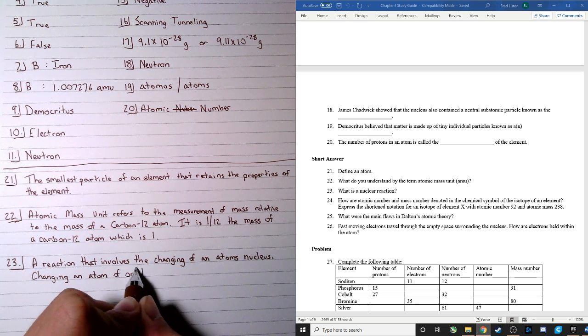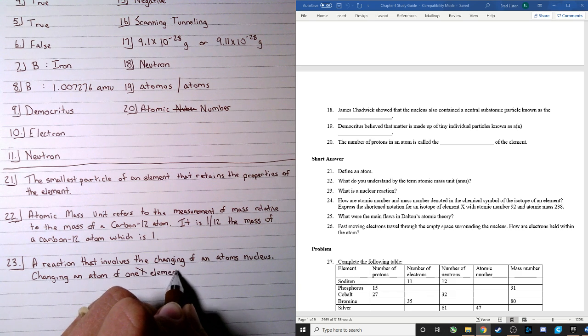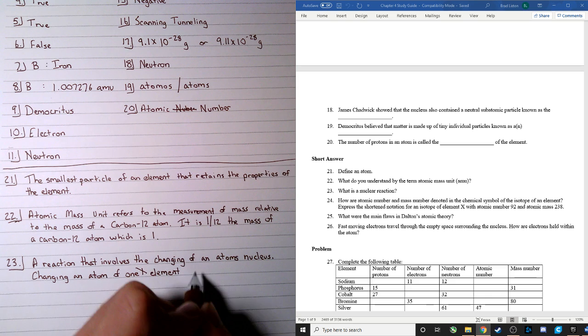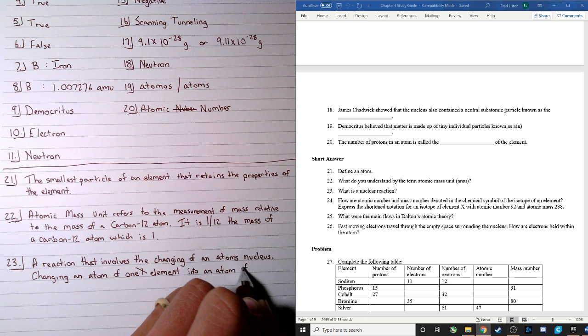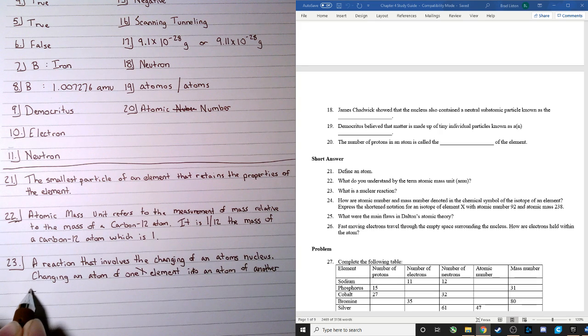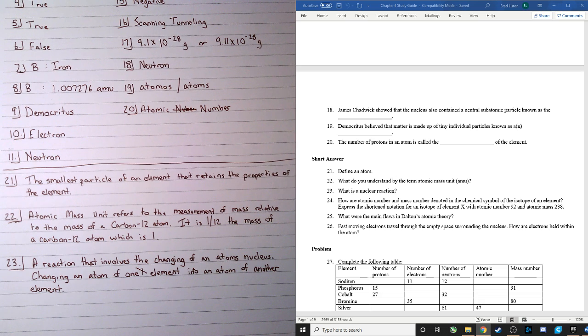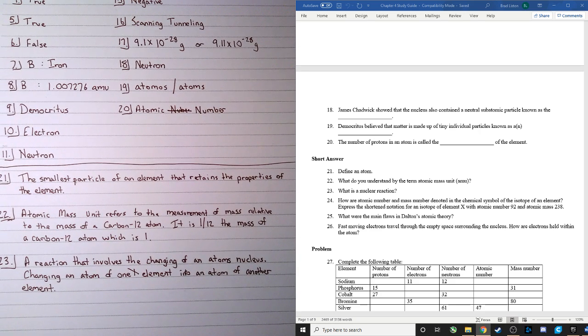I kind of forgot to write the E there. Changing an atom of one element into an atom of another element. Oh, starting to just miss letters here. Okay. So basically, so far, all of this stuff has been definitions.